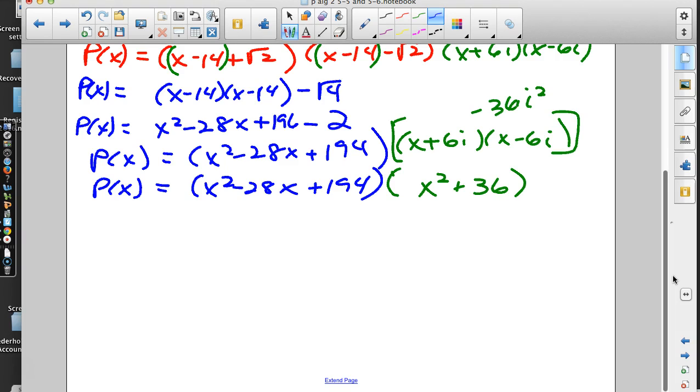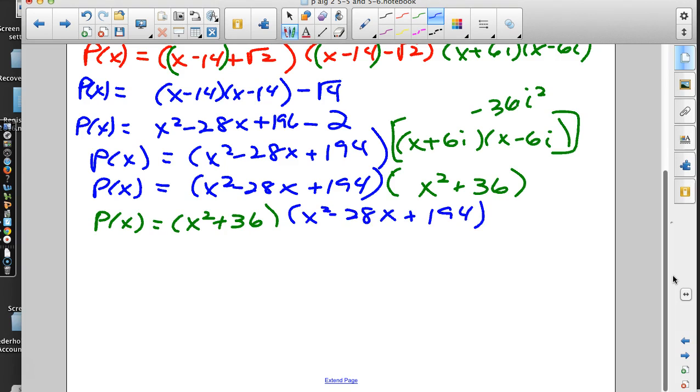Again, I put the short one in front. These numbers are bad enough. We're going to need a calculator for a lot of this multiplication. I like the short one in front. So now, we clamshell by taking x squared times everything back there, then taking 36 times everything back there.